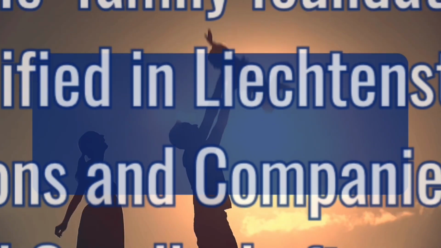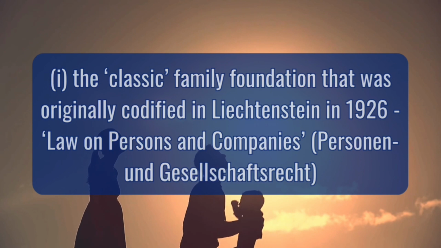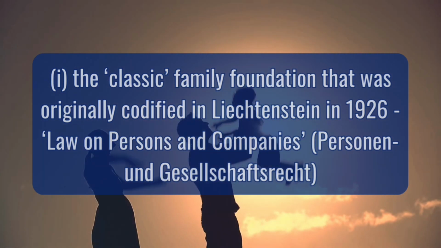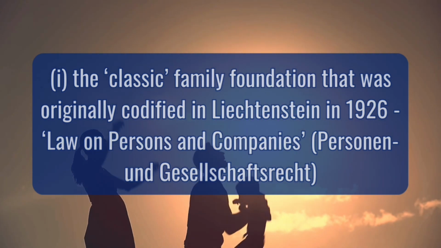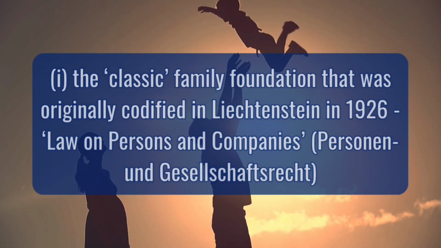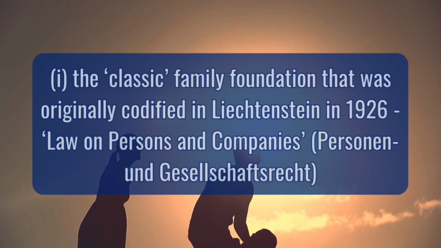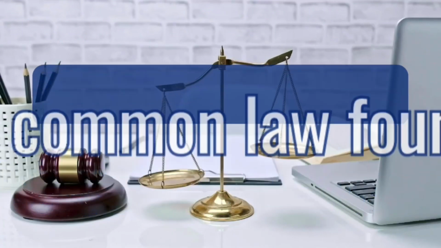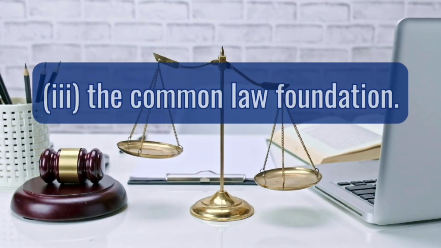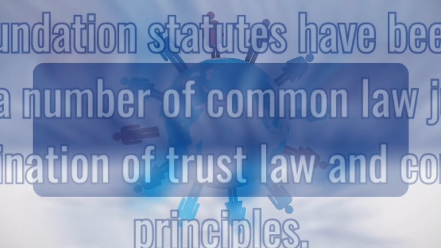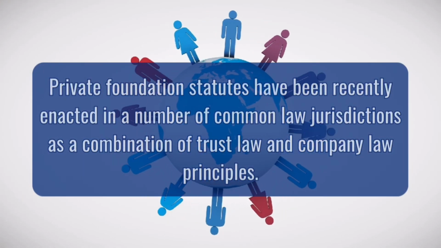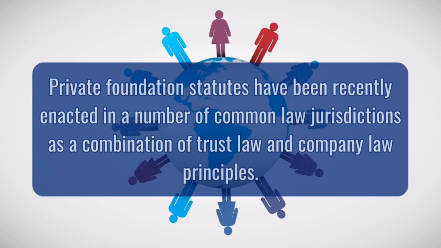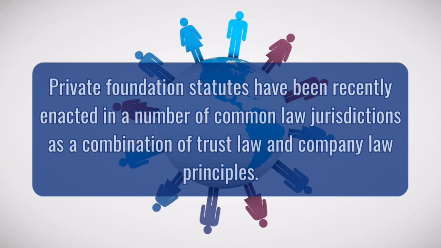The first is the classic family foundation that was originally codified in Liechtenstein in 1926. This is the Personen- und Gesellschaftsrecht, in English, the law on persons and companies. The second would be the Dutch foundation, and the third would be the common law foundation. This is where private foundation statutes have been, at least in the last few decades, enacted in a number of common law jurisdictions to create a combination of trust law and company law principles.